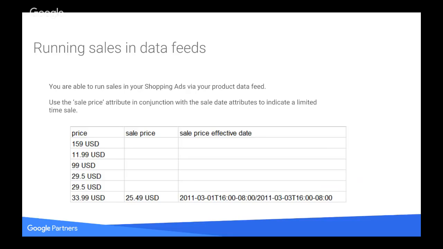So you can see in your product data feed, you might have a sale only on one product. You can use the sale price attribute, leaving all other product fields blank. And then you can add in your sale price there. And if you want to have a sale price effective date, then you can also add in the timestamp as shown on the screen.